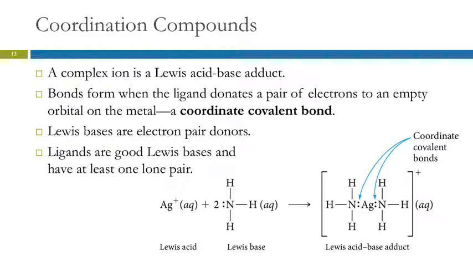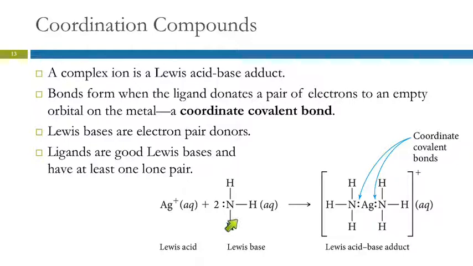And the bonds form when the ligand donates a pair of electrons to an empty orbital on the metal. It's called a coordinate covalent bond. The electrons are coming from one atom, and it is a covalent bond. So here we can look at a silver ion and ammonia molecule. So this is acting as a Lewis base. A Lewis base is an electron pair donor.